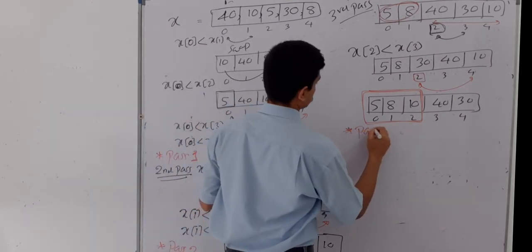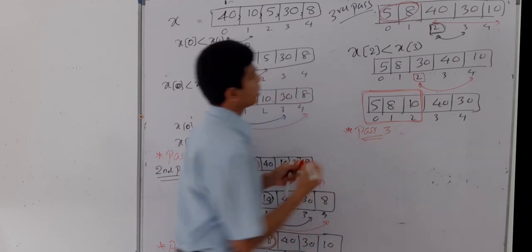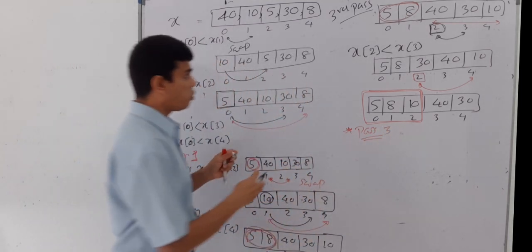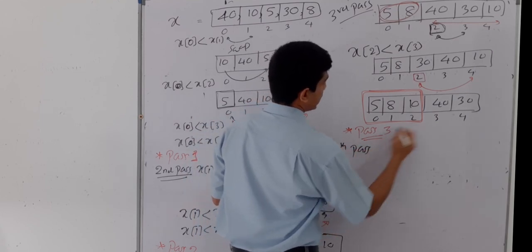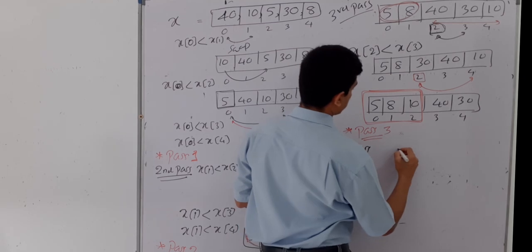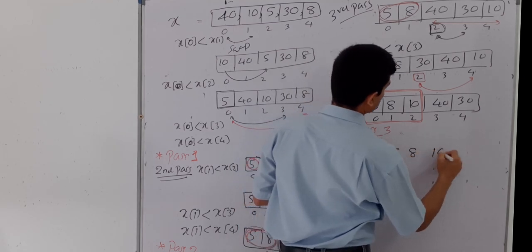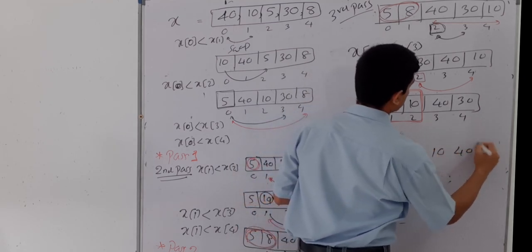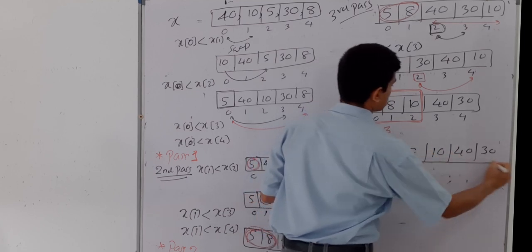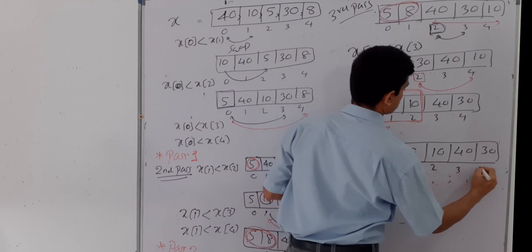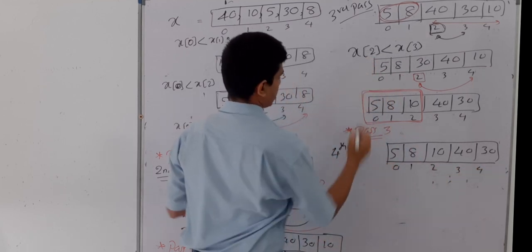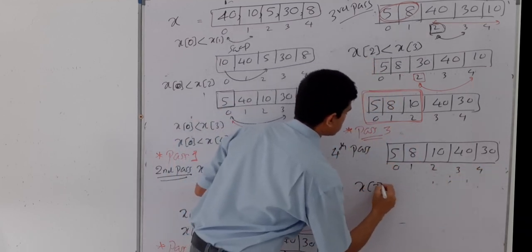Pass 3. Now I have to go to pass 4. Fourth pass. That is comparing the rest of the numbers. So, if I am rewriting this again, 5, 8, 10, 40 and 30, these are the items. The first three were already arranged. Then I have to take x3, the third item.